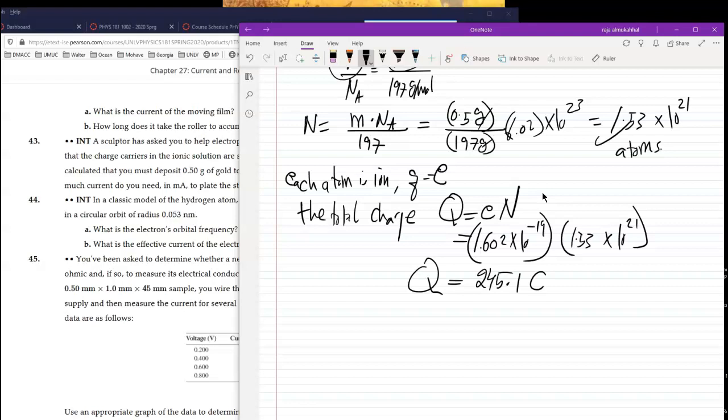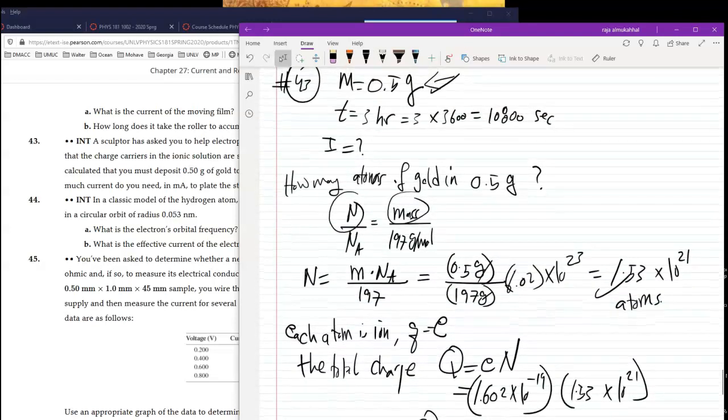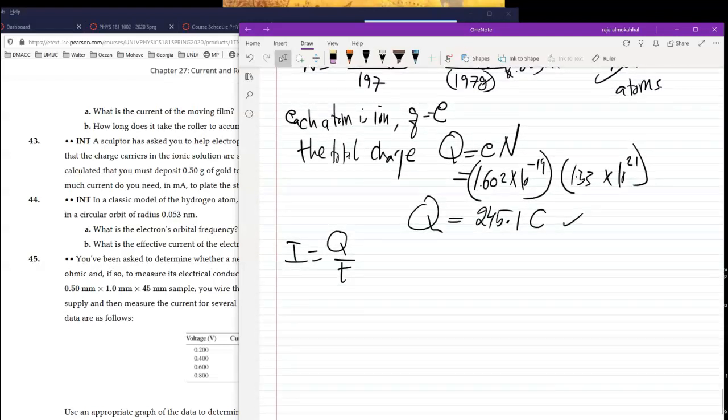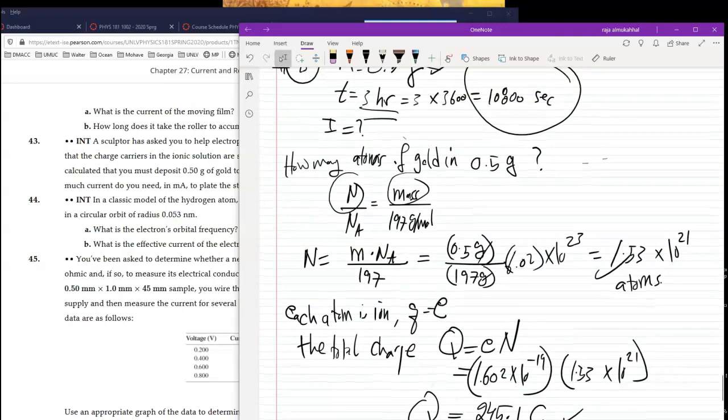Why do I want the charge? Well, I forgot to mention, I know that I is equal to Q over t. So I want to get Q. There it is, I got the Q. He said, how much current in 3 hours, right? So all you need to do is divide the. Did I do it right? Hold on, I'm sorry. Yes.